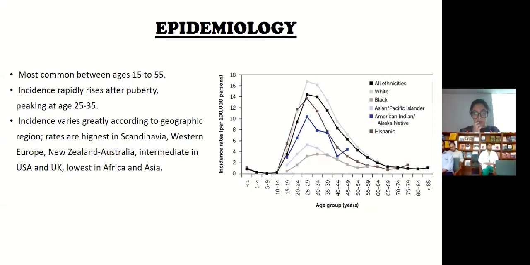Going on to the epidemiology of testicular cancer, the most common age is between 15 to 55. There is a rapid rise after puberty, peaking at age 25 to 35. The incidence varies greatly according to the geographic region. Rates are highest in Scandinavia, Western Europe, New Zealand, and Australia, intermediate in the USA and UK, and lowest in Africa and Asia.